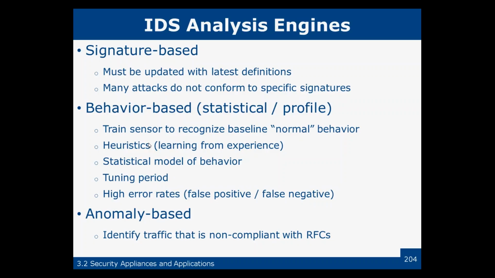Behavior-based uses a statistical profile. You've got to train the sensor to recognize the baseline, or the normal behavior, and then after it learns heuristics, it will warn you about the non-standard. We have a tuning period. Again, there are high error rates in these things. Then the anomaly-based, which flags anything that is non-compliant with the RFCs.